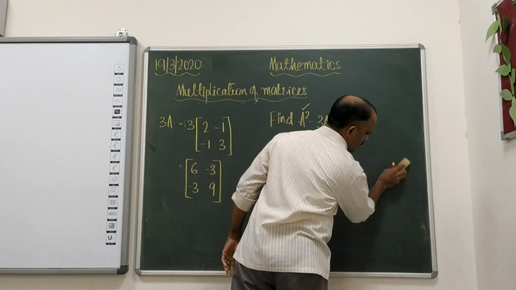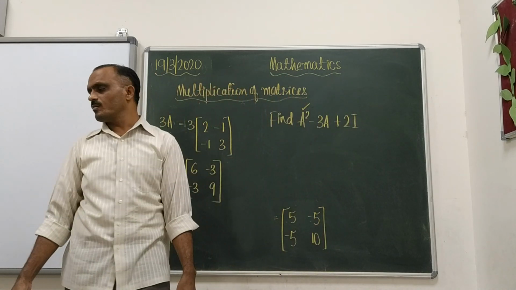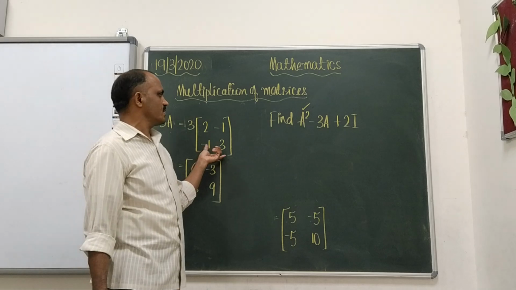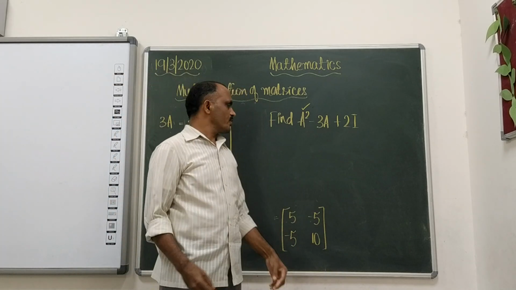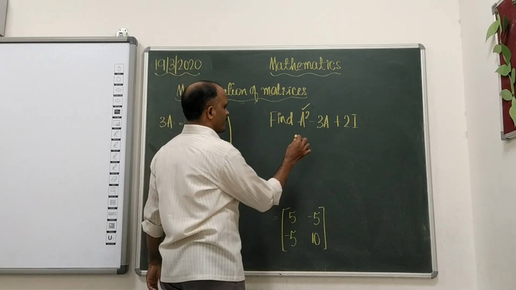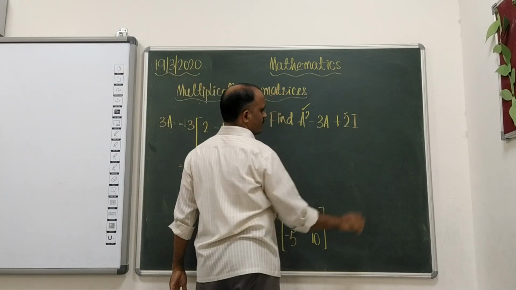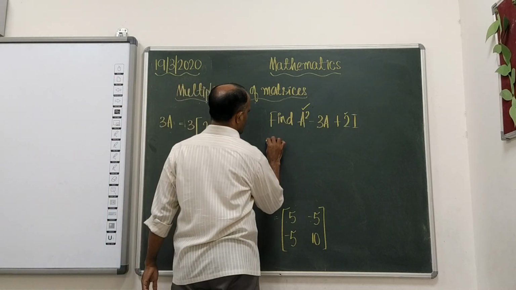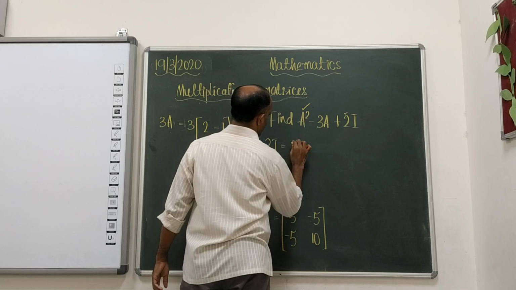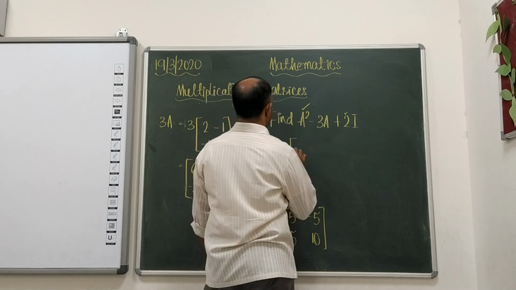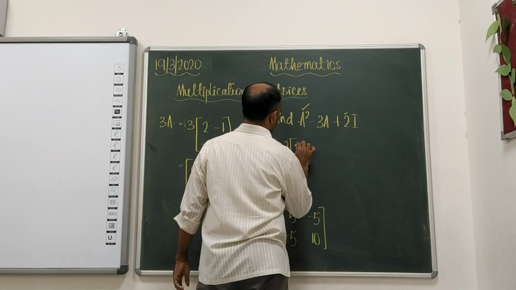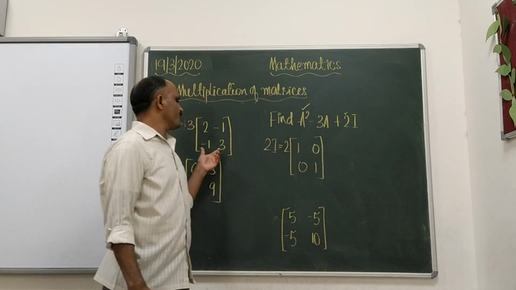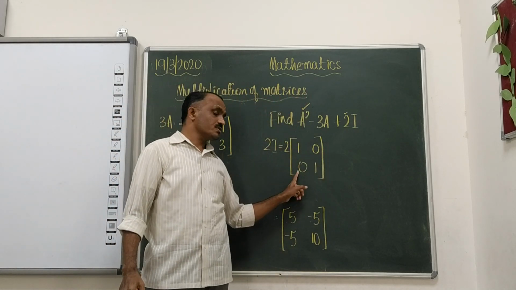2I is nothing but, we know what I is. I stands for identity matrix. Whatever the matrix order or type of matrix they have given for A, in the same way we are going to write this identity matrix. Again they have given 2 here, which is the scalar multiplication of the identity matrix. So for a 2 cross 2 matrix, we write 1 0, then 0 1. So the identity matrix of order 2 cross 2 is 1 0 0 1.